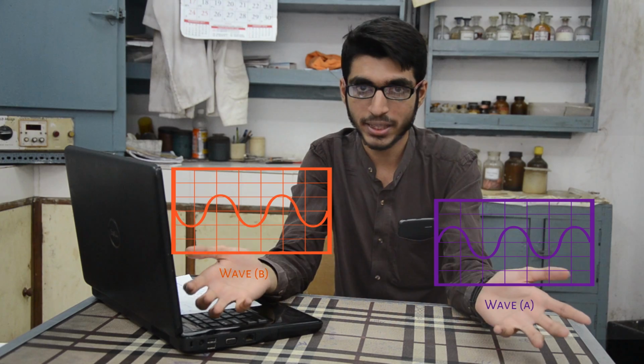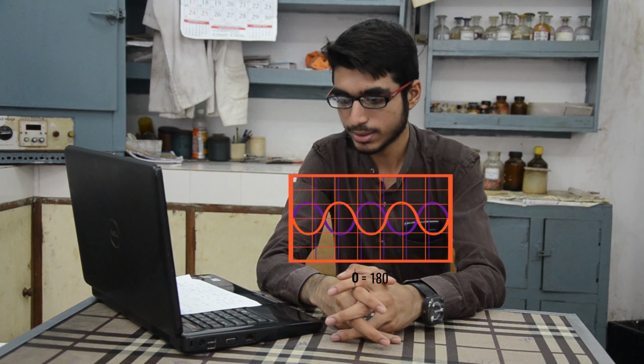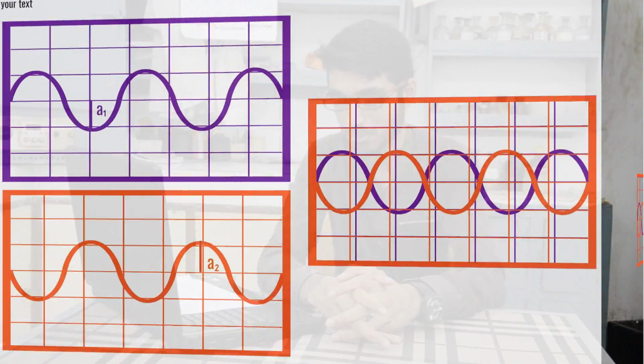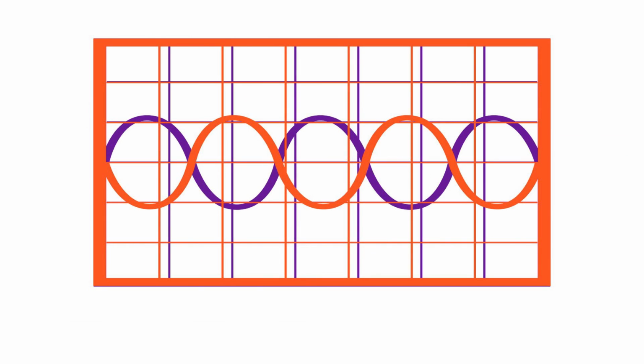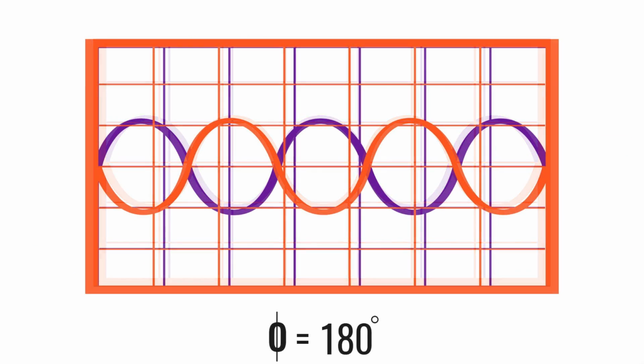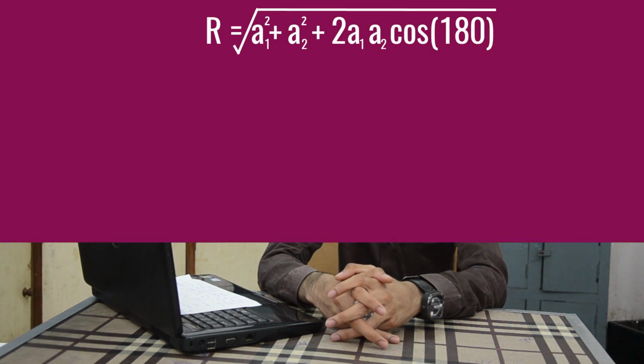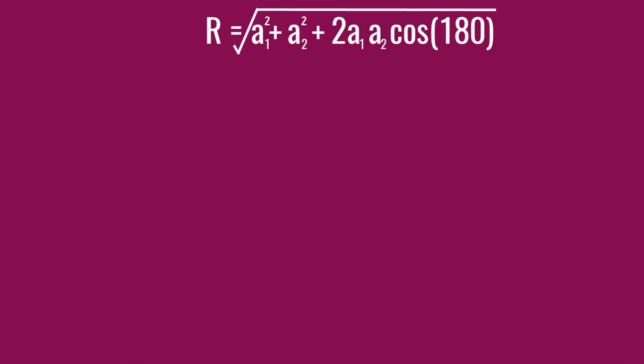Now let wave A having amplitude A1 and wave B having amplitude A2 be in opposite phase. As you can see, wave A and wave B are in opposite phase. The phase difference between them is 180 degrees. That is, phi equals 180 degrees. When these waves interfere with each other, the resultant amplitude will be R equals square root of A1 square plus A2 square plus 2A1A2 cos of 180 degrees.